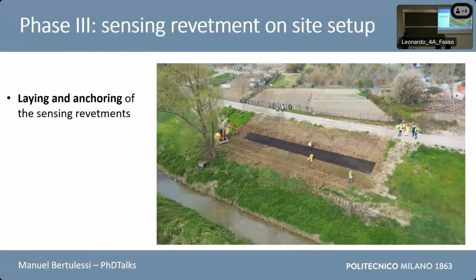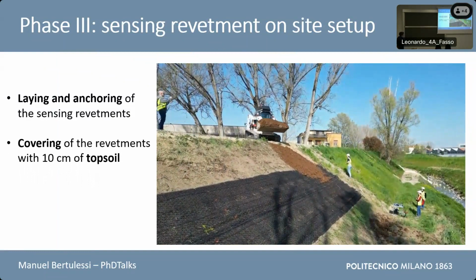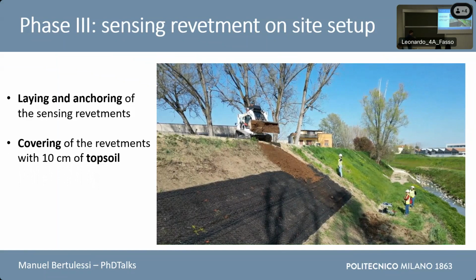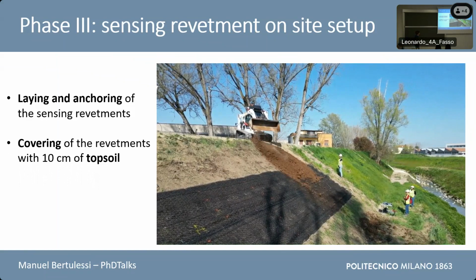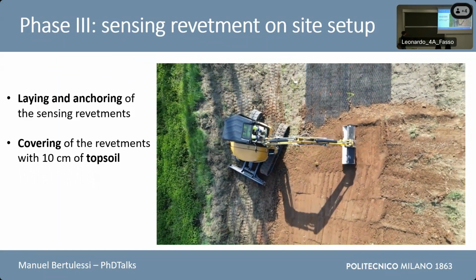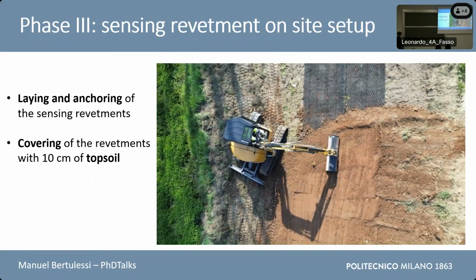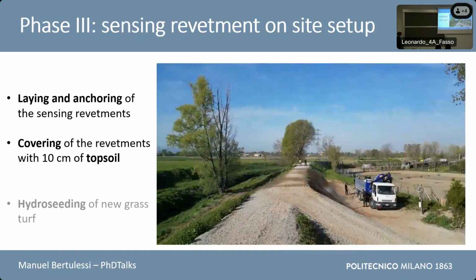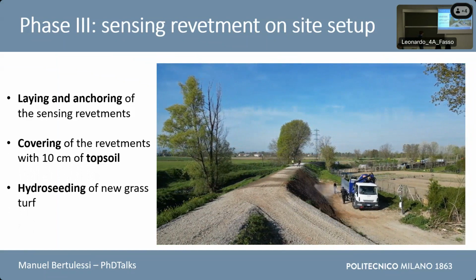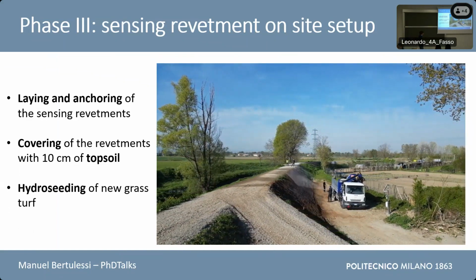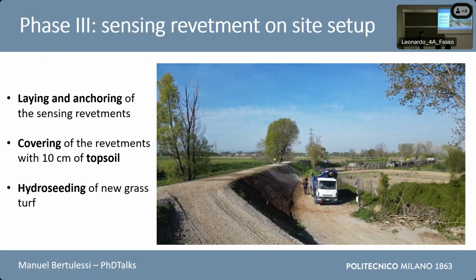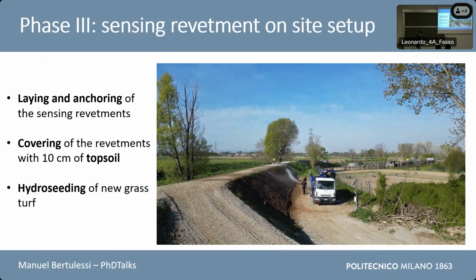And the shear is quite slow. Then the covering with 10 centimeters of topsoil in order to create a layer for the new grass turf, and the assessment of this new topsoil. And then finally we have the hydro seeding of the new grass turf on both sides in order to complete the work and to recover the original condition of the levee when we started the test site.